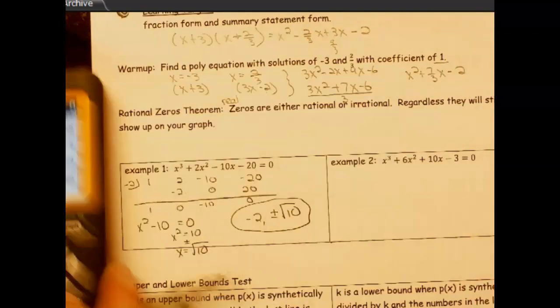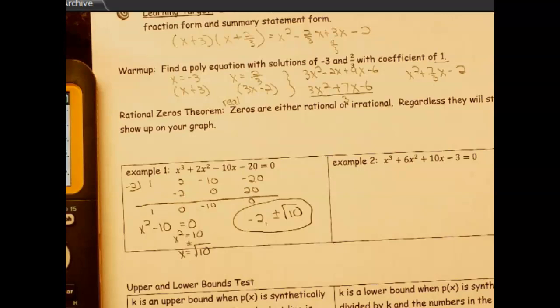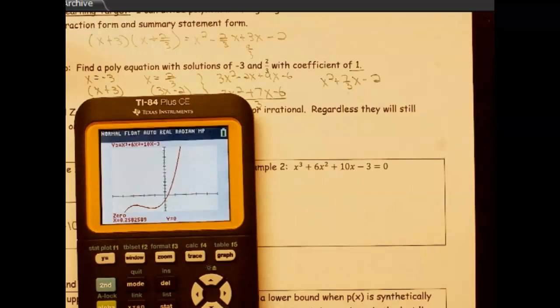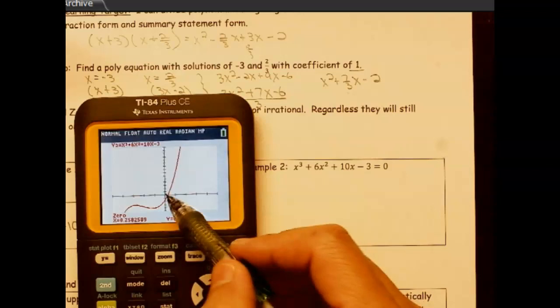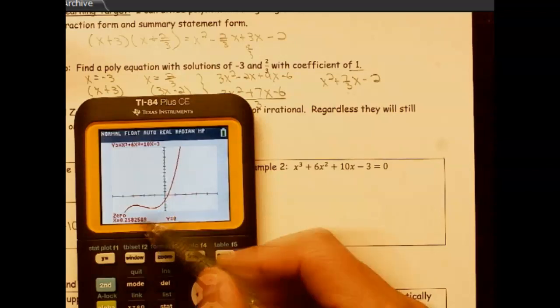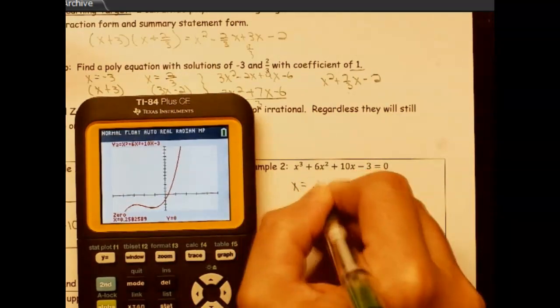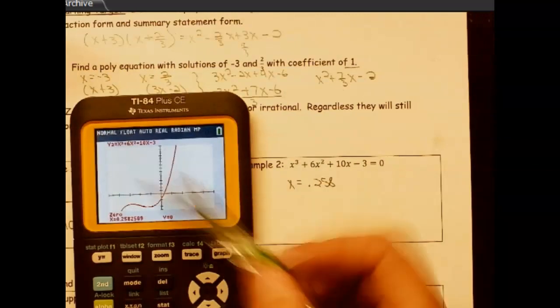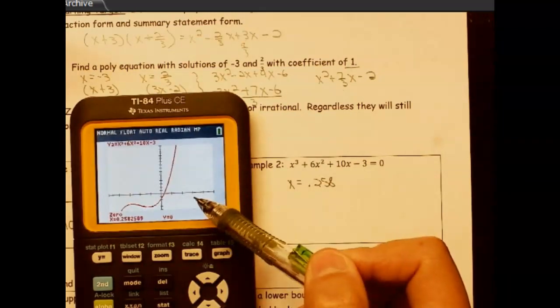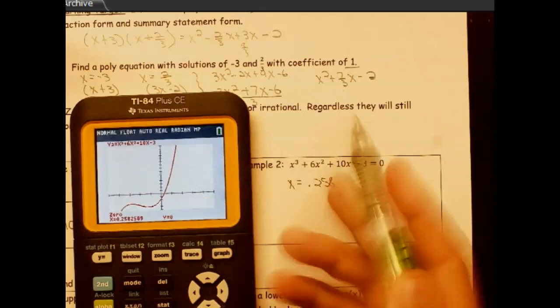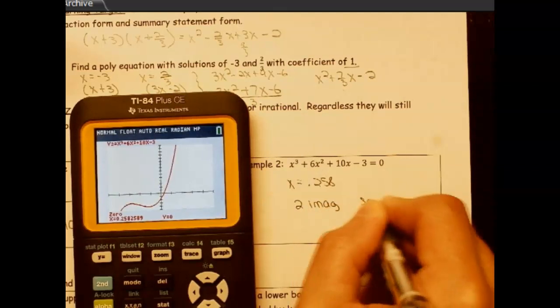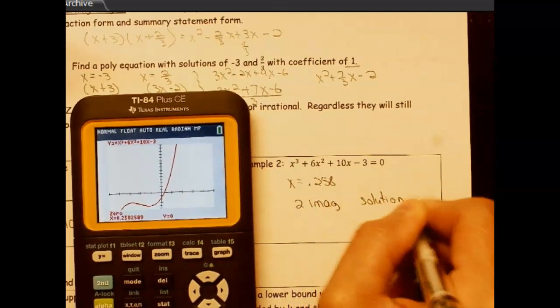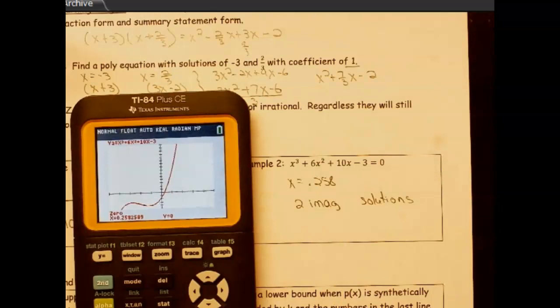Alright, let's do the second one. Again, I'm going to graph it and see what zeros I have. Okay, if I look at my graph, I know there's supposed to be 3 solutions, but it looks as though there's only one rational, and when I find that, I end up with x is 0.258. And the other two, because they don't hit the x-axis, must be 2 imaginary solutions, and we will actually get to those in Lesson 2.5.